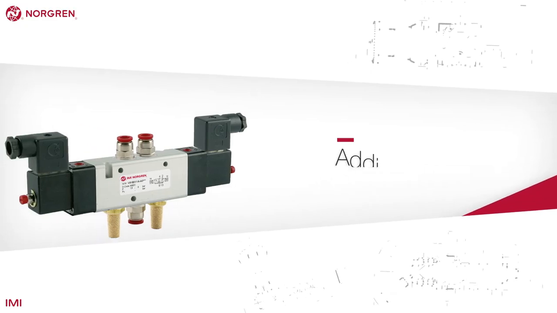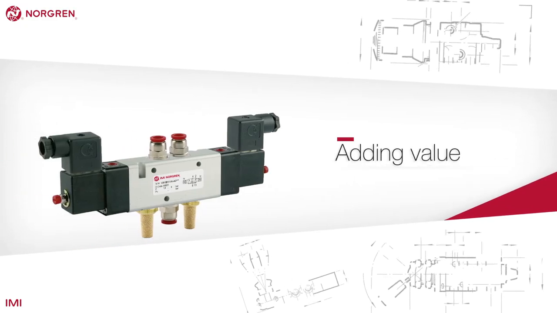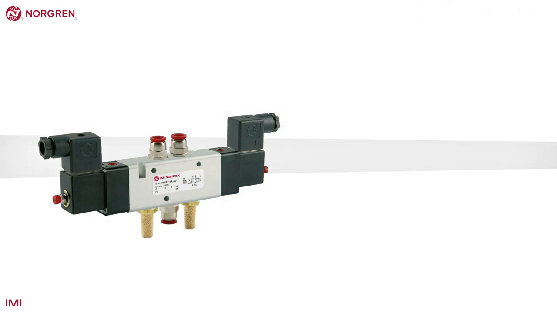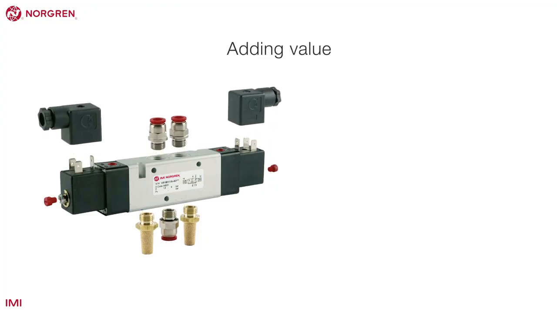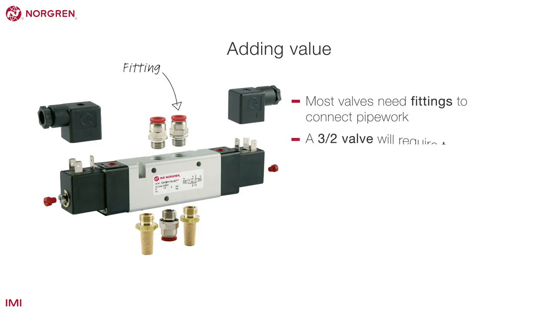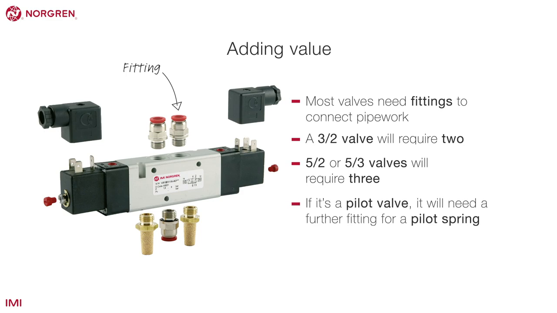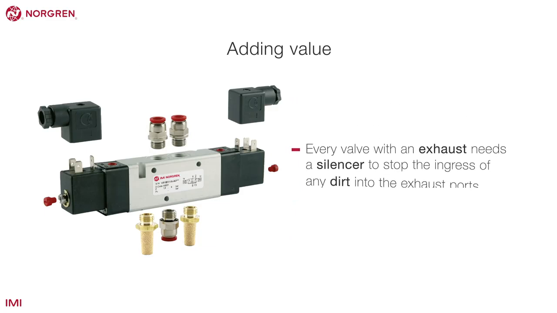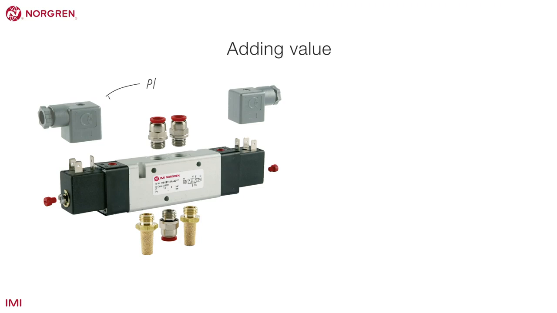With every valve sale, there is the opportunity to add value for the customer. Our cross-selling initiative is all about providing customers with peripheral products to ensure they get the most from their system. Here are some examples. Most valves need fittings to connect pipework. A 3-2 valve will require 2, and 5-2 or 5-3 valves will require 3. If it's a pilot valve, it will need a further fitting for a pilot spring, or 2 fittings for a pilot to pilot. Every valve with an exhaust needs a silencer to stop the ingress of any dirt into the exhaust ports. A solenoid will require a plug and a lead to connect the solenoid to the machine.